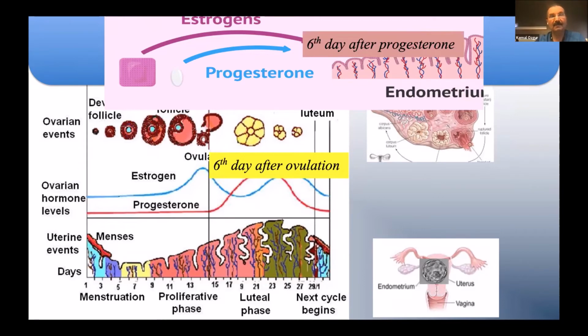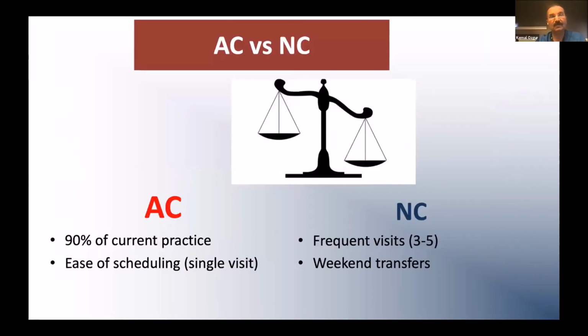Now, which one is better? If it comes to practice, I think 90% of current practice in the world is using artificial cycle, because it has ease of scheduling. The patient is happy, she comes, she only has a single visit, and 1 month before, we know that the patient is going to have transfer on this specific date, so the patient can make any plans. So this is something good.